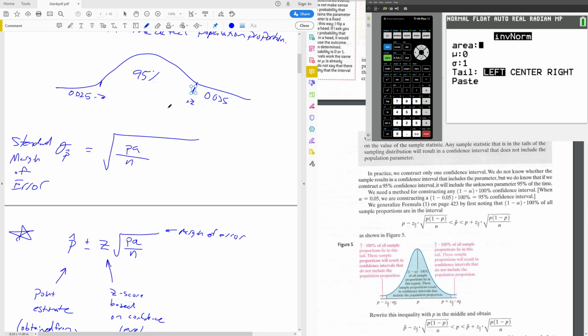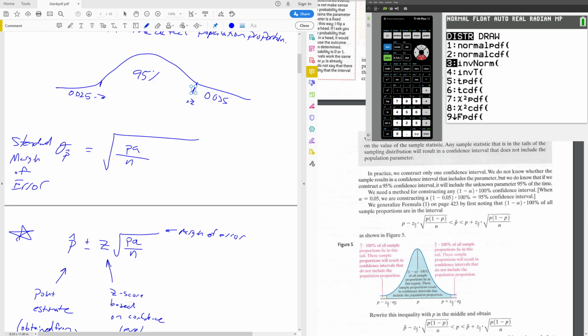Okay? And so what is the area to the left of this? Well, if I just want to use the negative one, that's 0.025, right? So 0.025, and I'm on the standard normal curve. So I keep it as 0 and 1, and I hit enter. And we get something that rounds to about 1.96. Okay, so that's the negative side. If I do the positive side, it's the same value.